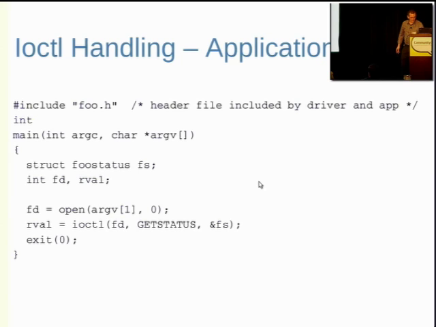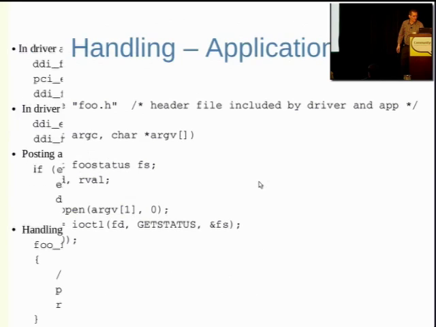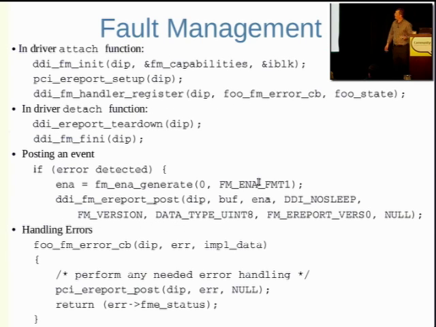Okay, so to do ioctls, nothing new here, hopefully. Fault management: you tell the fault management framework you're fault management aware by calling ddi_fm_init, and you specify the capabilities that you are capable of. iblock is basically your interrupt level. You can specify error reports. I think this is for PCI config space. You can register callback handlers. In detach, you tear it down.